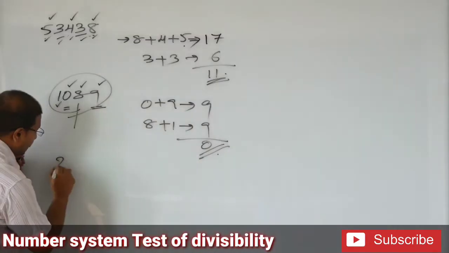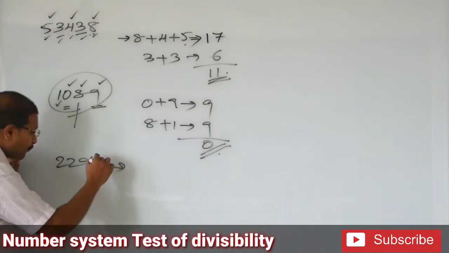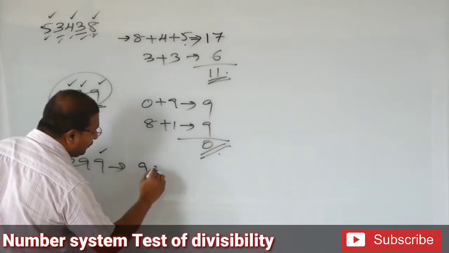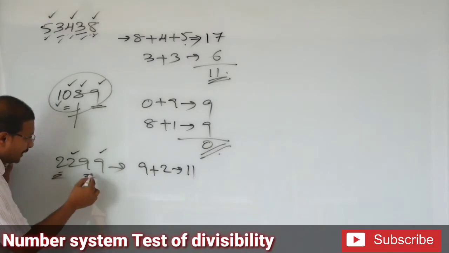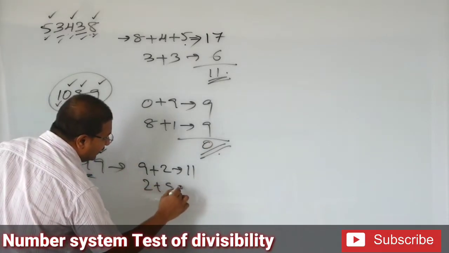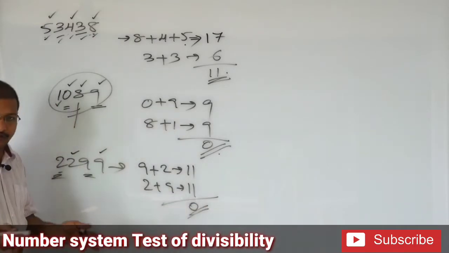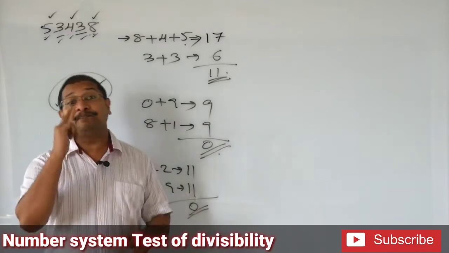Next number, 2299. Ready? See what we will do. Odd place digits, 9 and 2. That means 9 plus 2, what will you get? 11. And even place digits, 2 and 9. That means 2 plus 9, what will you get? 11. 11 minus 11, 0. 0 means 0 by 11 is 0. That means surely this number 2299 is divisible by 11.